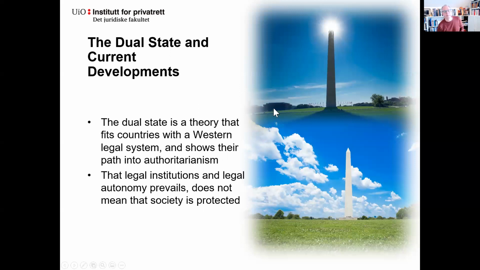The dual state is a theory that fits countries within the Western legal tradition and can show their paths into authoritarianism, can show how even these countries can develop into authoritarian rule. It's not a theory that fits equally well to any autocratic rule and any legal tradition. It's developed particularly to explain and analyze countries of the Western legal tradition. It also shows us that legal institutions and legal autonomy prevailing is not necessarily a protection against the development of authoritarian rule.